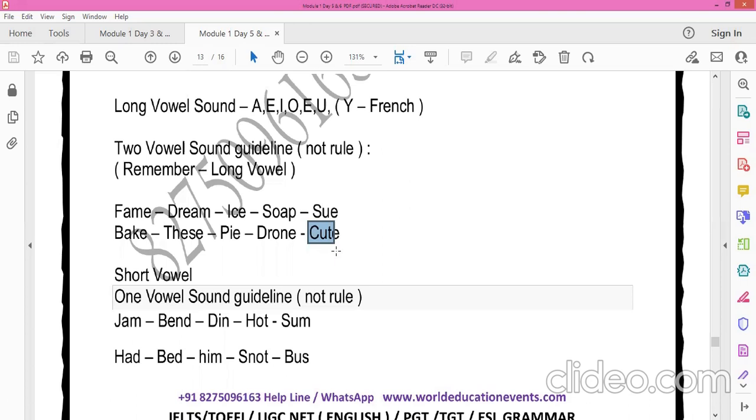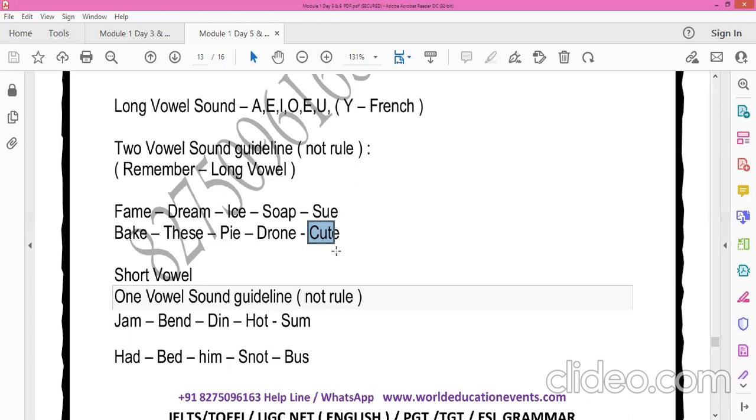Now is it clear? Yes, sir. Okay, so if someone is going to ask you, cut and cute, why is it so? What will be the answer? Because there are two vowels and T is in between. There are two vowels and the first one is the same as the alphabet that we have learned. And the second will become silent. And so the first one is actually a long vowel sound.